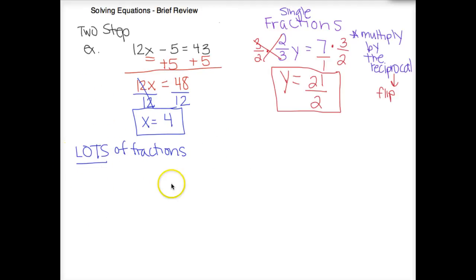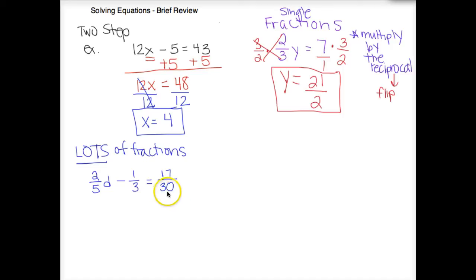So let's say that I have 2/5 d minus 1/3 equals, let's go with 17/30. Okay, so 2/5 d minus 1/3 equals 17/30.